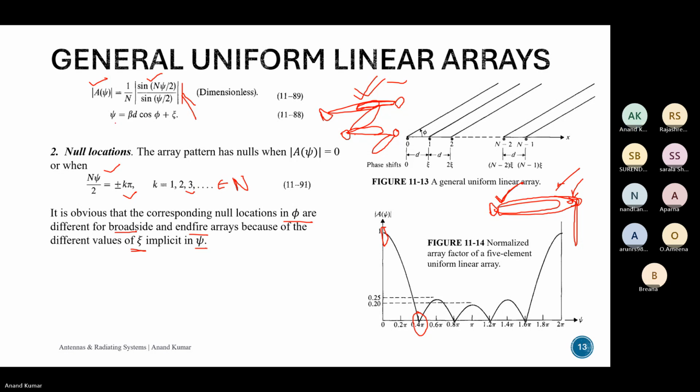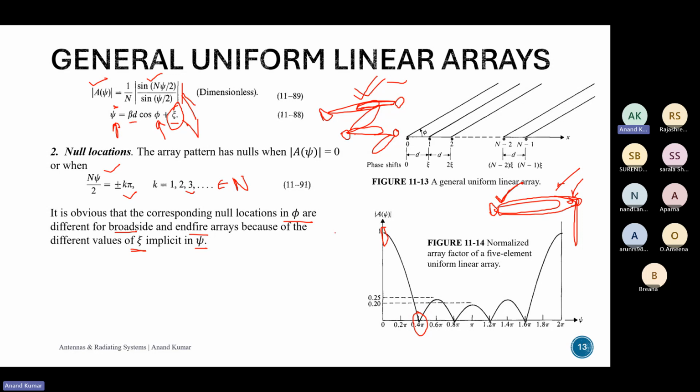So this expression 1188 is very important. We see the expression for psi, even for different values of phi, since the value of xi changes for broadside and end fire. This implies that the null locations would be different for end fire and broadside. So for different phase shifts, the null locations would change.